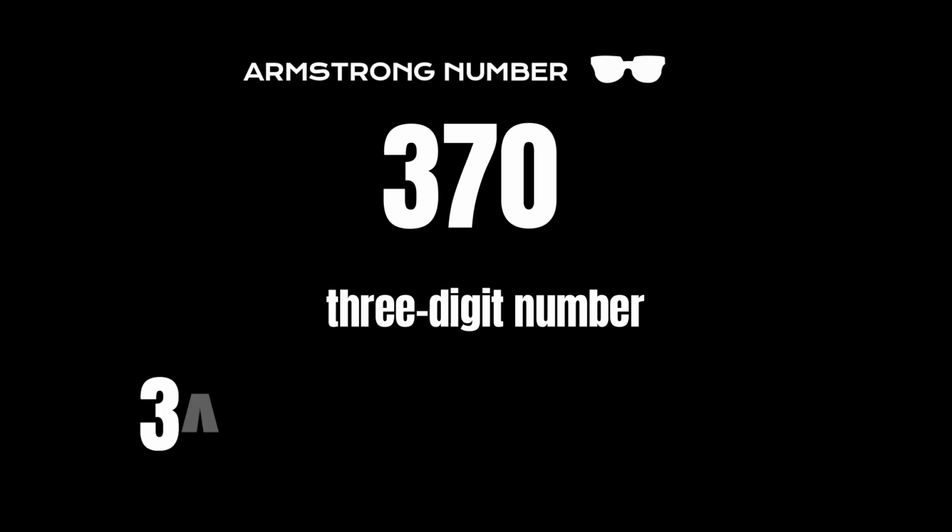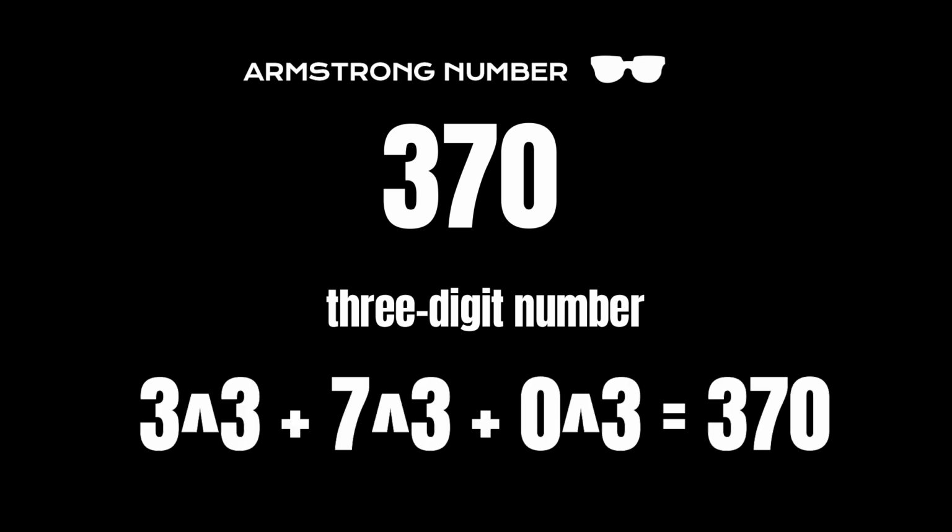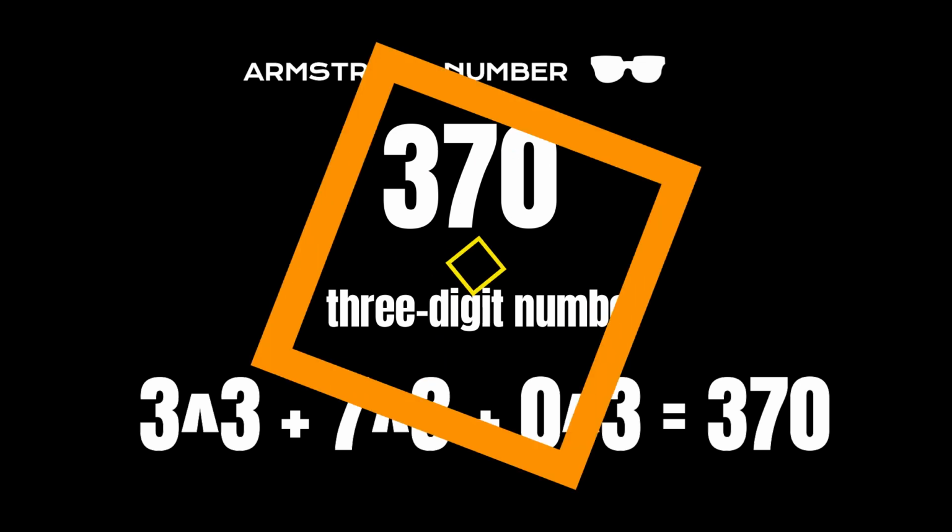Example 2, let us consider the number 370. Again, it's a 3-digit number. If we calculate 3 to the power 3 plus 7 to the power 3 plus 0 to the power 3, which is 27 plus 343 plus 0, the sum is 370. So 370 is also an Armstrong number.